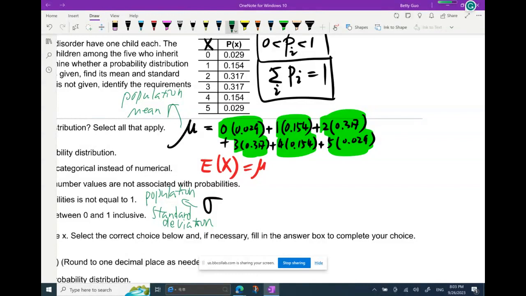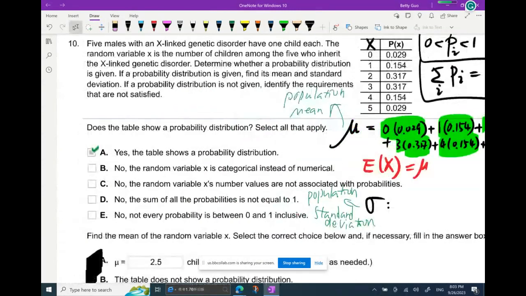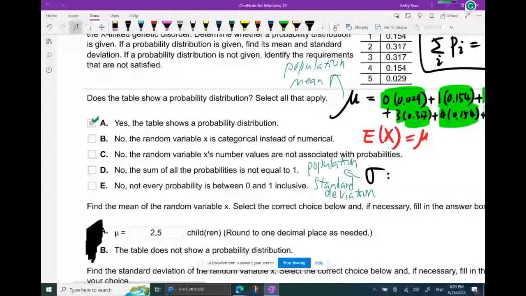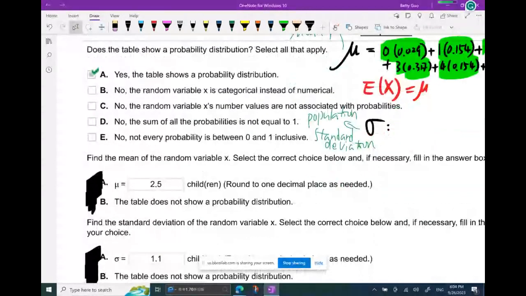Okay, so how do we find a population standard deviation? This is the process. It's not exactly the formula. I'm going to just show you the process. Firstly, we want to find the deviation of each value from the mean. Suppose we know the mean already, 2.5. I have it here anyway, so 2.5.